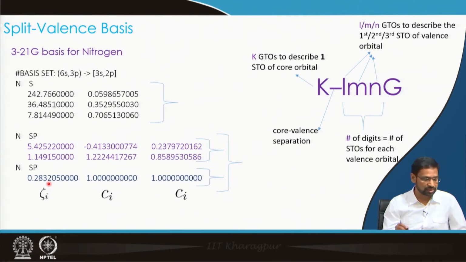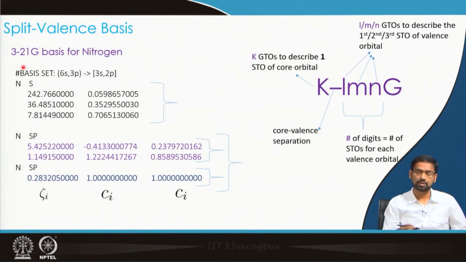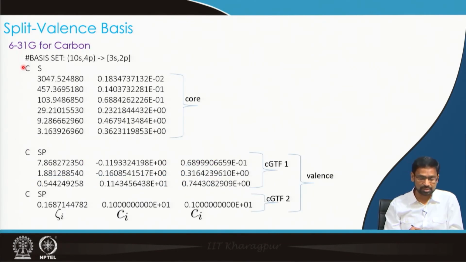So, this is the general anatomy of a basis set. This 3-2-1 basis set that we see, this particular set of basis sets, was proposed by Pople. So, they are also called Pople's basis sets. Now, what we do is look at one more split valence basis. This time it is for carbon, and this is now 6-31G.